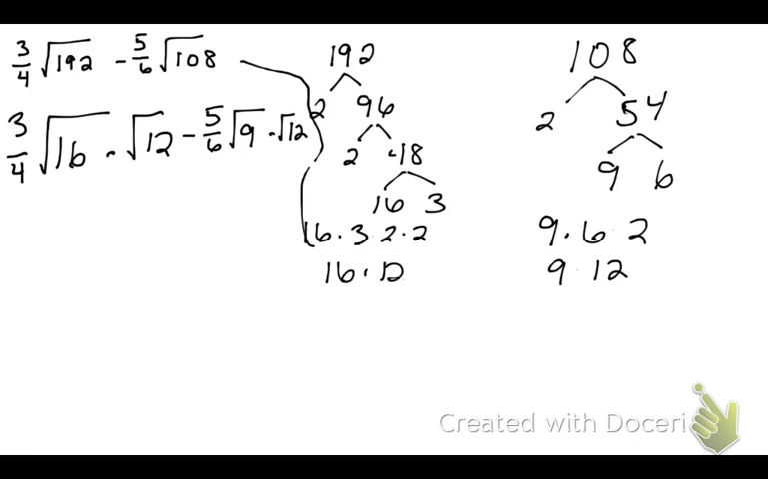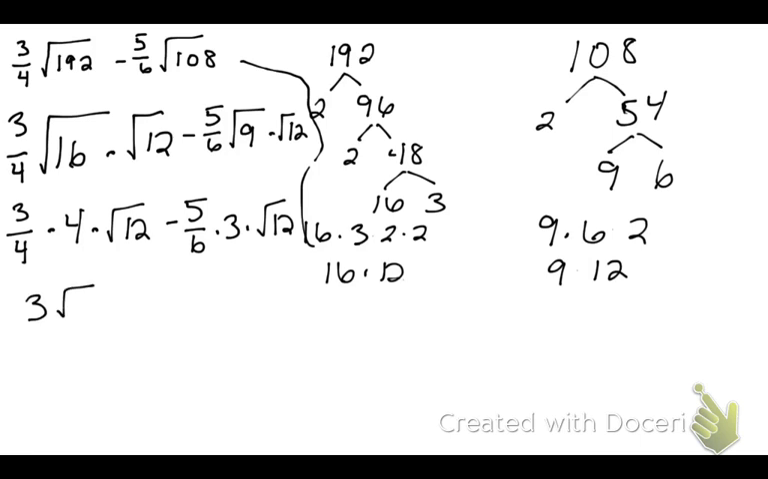But the square root of 16 is 4, so I have 3/4 times 4 times the square root of 12. And I just noticed something. Minus 5/6 times 3 times the square root of 12. This is 3 square root of 12 minus 15/6 square root of 12.